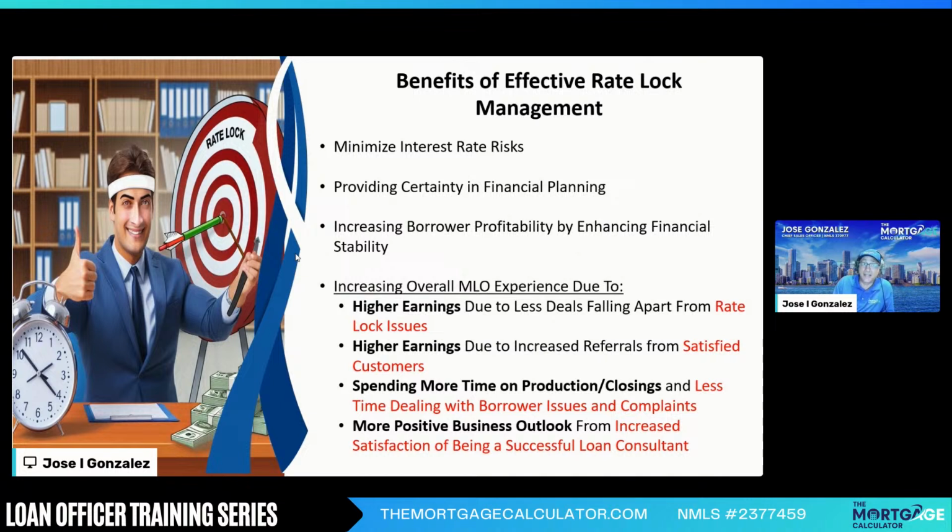The MLO again is going to have a more positive experience. The reason he has the higher earnings is because he's going to be spending more time on production and closings and less time dealing with borrower complaints. The deal that's blowing up because the rate wasn't locked until the last minute. Now you're running around having to document additional income, additional assets, whatever wasn't supposed to be documented if the deal had been managed properly in the beginning and the rate had been locked when it should have been locked.